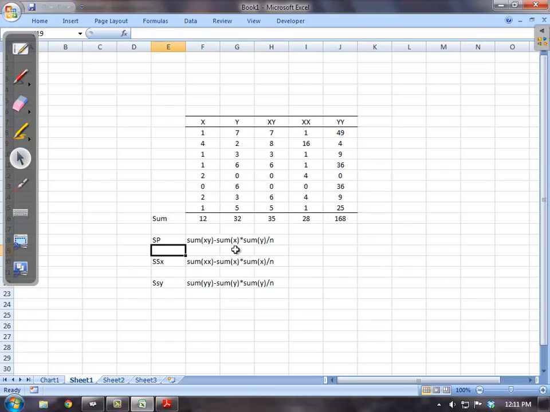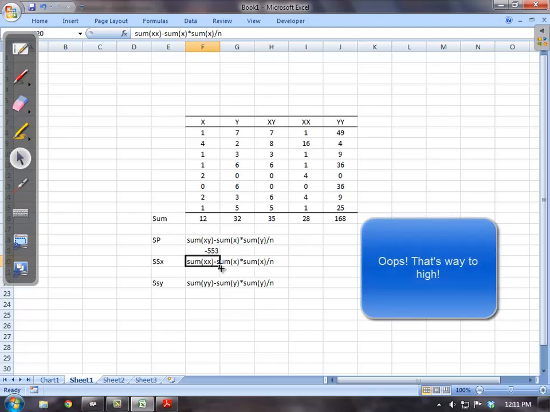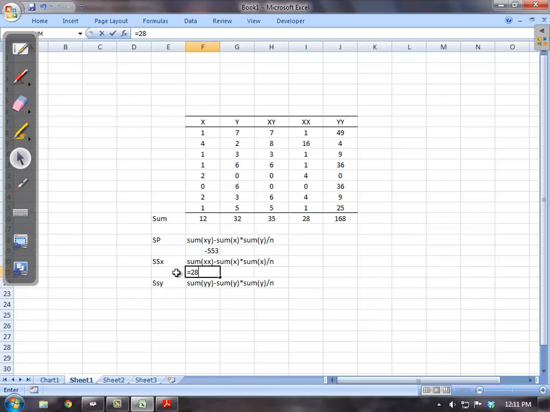Okay, so for this sum of the products, it's going to be 35 minus 28 times 168 divided by n. And if you think about this, n is 1, 2, 3, 4, 5, 6, 7, 8. 8. And we get negative 553. The sum of squares for the x's is going to be 28 minus 12 times 12 divided by 8. That gives us 10. The sum of squares for the y's is going to be 168 minus 32 times 32 divided by 8.